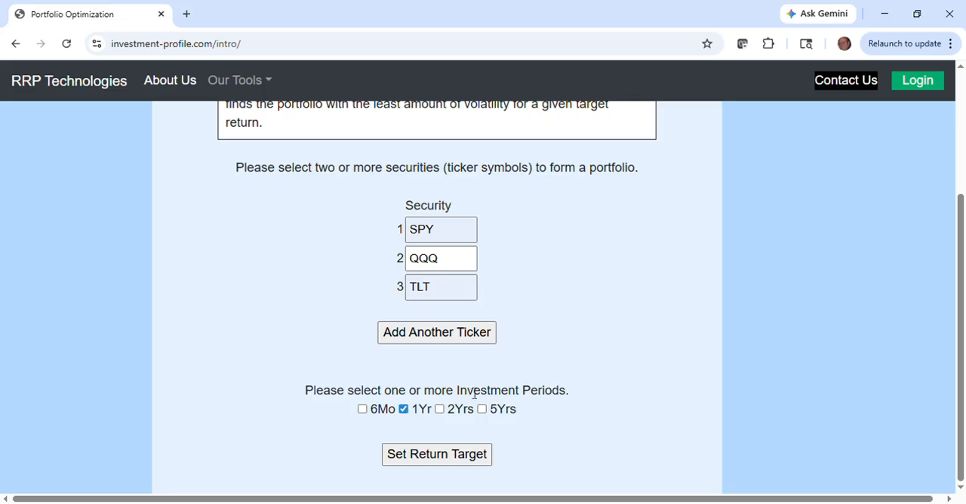The next thing that's needed here is to select an investment period. This is the amount of time that you'd like to hold the portfolio. And you can see that there are a number of choices here, from 6 months to 5 years. You can choose actually as many of these as you wish. Each one will give a different solution or a different allocation of assets to the three ticker symbols that I've selected. I think what I'll do here is just select the default, which is 1 year. And next I click on this button to set the return target.